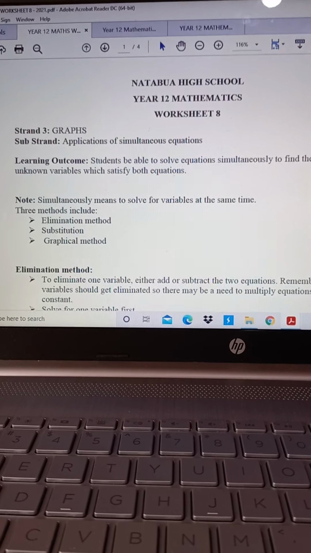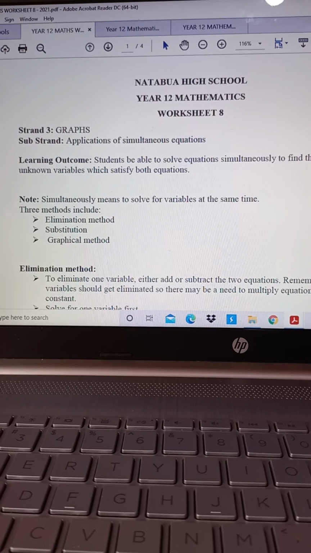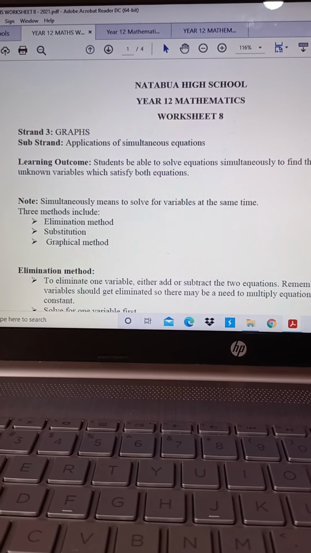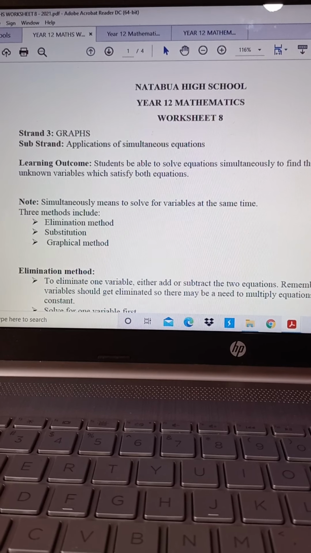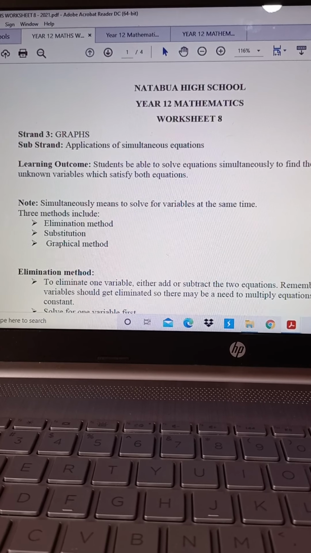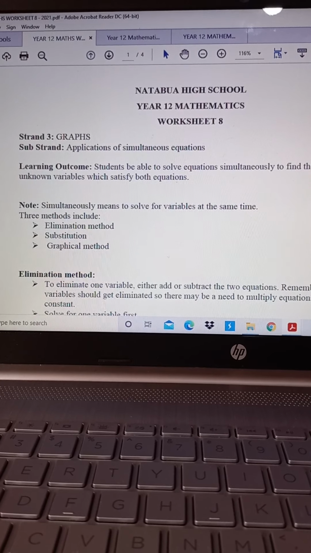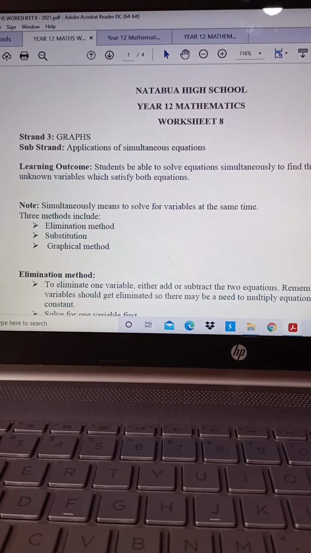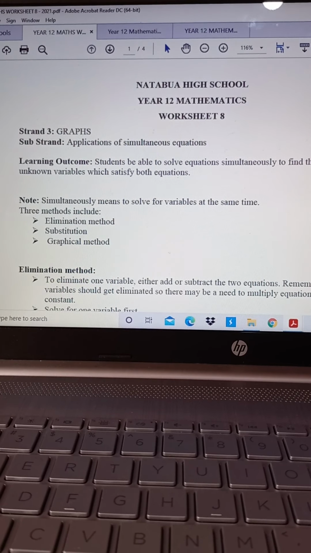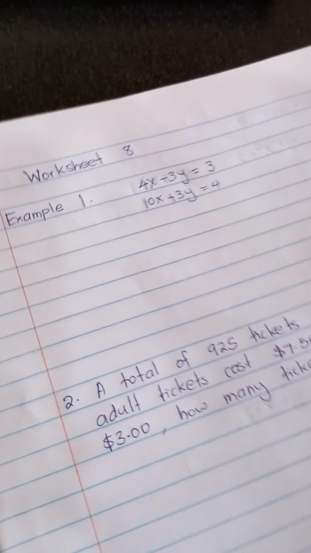Now, this year, elimination method is only restricted for two linear equations. Non-linear equation simultaneous solving is quite common this year, so the only option left for you to use is a substitution method. Linear equations, that is the only case where you are going to use the elimination method. So this worksheet focuses on linear equations only. Let's have a look at how to solve example 1.